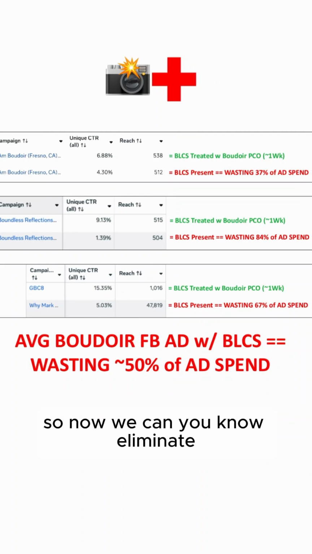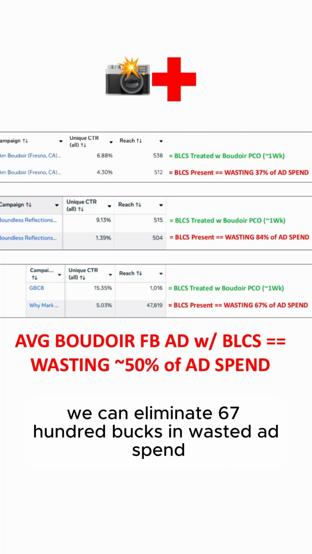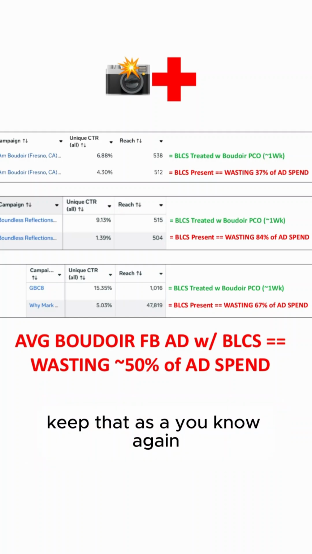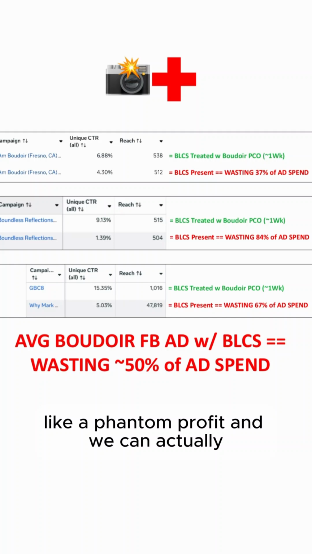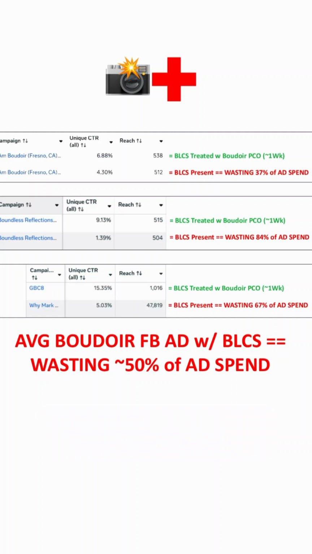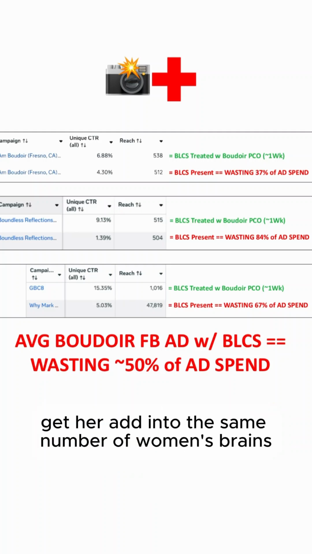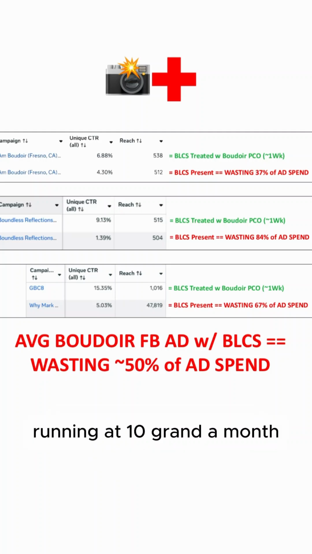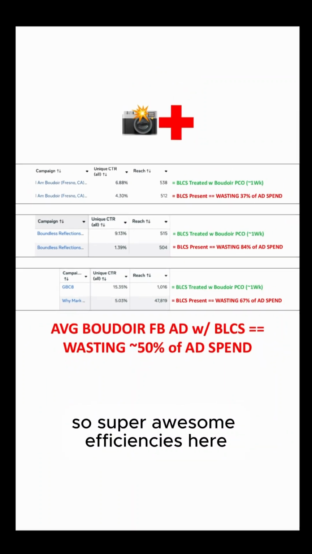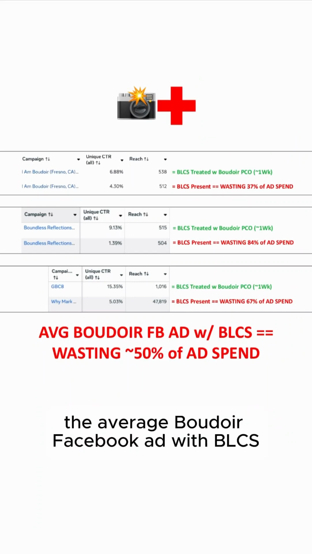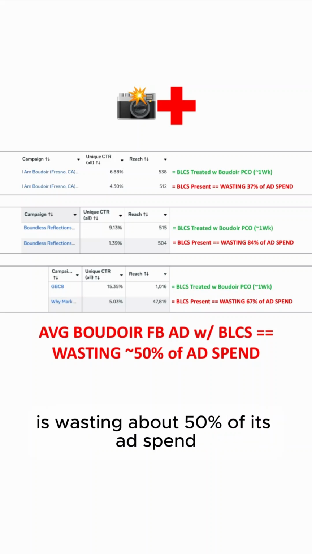So now if you spend 10 grand a month on Boudoir Facebook ads, we can eliminate 6,700 bucks in wasted ad spend, keep that, again, like a phantom profit. And we can actually pocket that, like 80 grand in the first 12 months, and run the Boudoir Pico treated ad at 3,300 bucks a month, get our ad into the same number of women's brains as the original Boudoir Facebook ad running at 10 grand a month. So super awesome efficiencies here. So from what I've seen, the average Boudoir Facebook ad with BLCS is wasting about 50% of its ad spend.